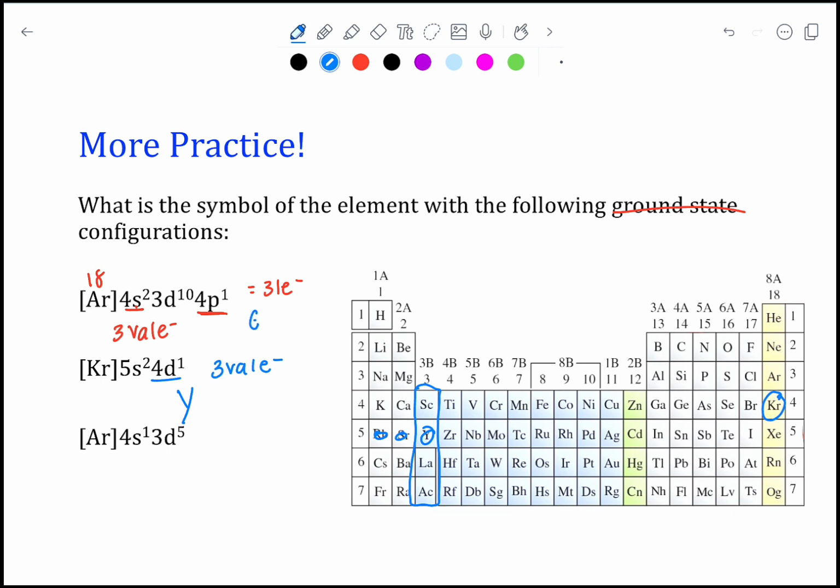This one was gallium. Okay, Y for yttrium. Okay, so that's our next one. You could also say krypton has 36 plus 3 is 39. Element 39 is yttrium.